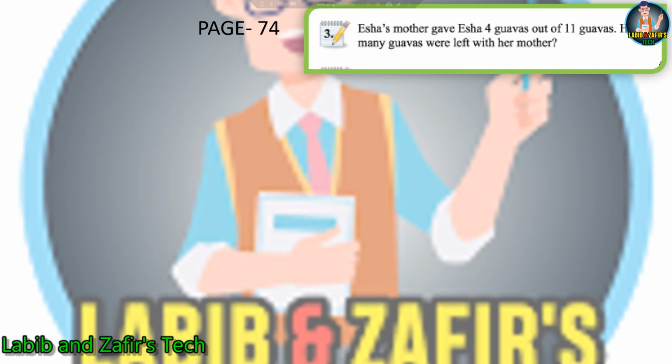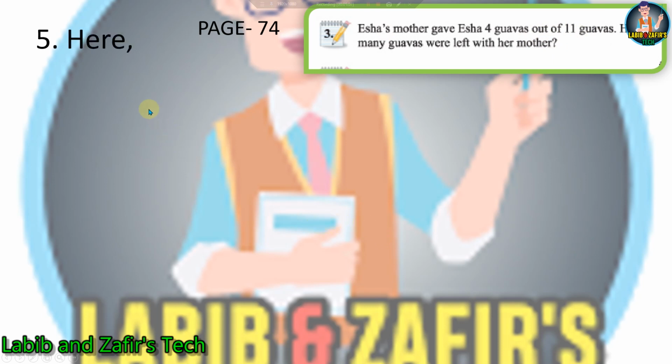So here is our fifth word problem, and the question is, Isha's mother gave Isha 4 guavas out of 11 guavas. How many guavas were left with her mother? So we can see in the question that her mother had 11 guavas and her mother gave Isha 4 guavas. So we have to find the number of guavas left with her mother.